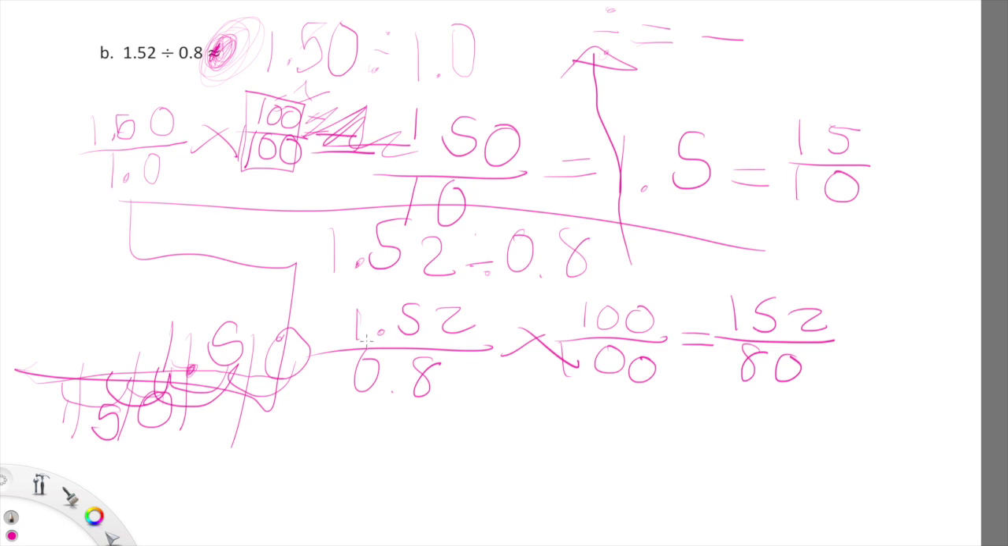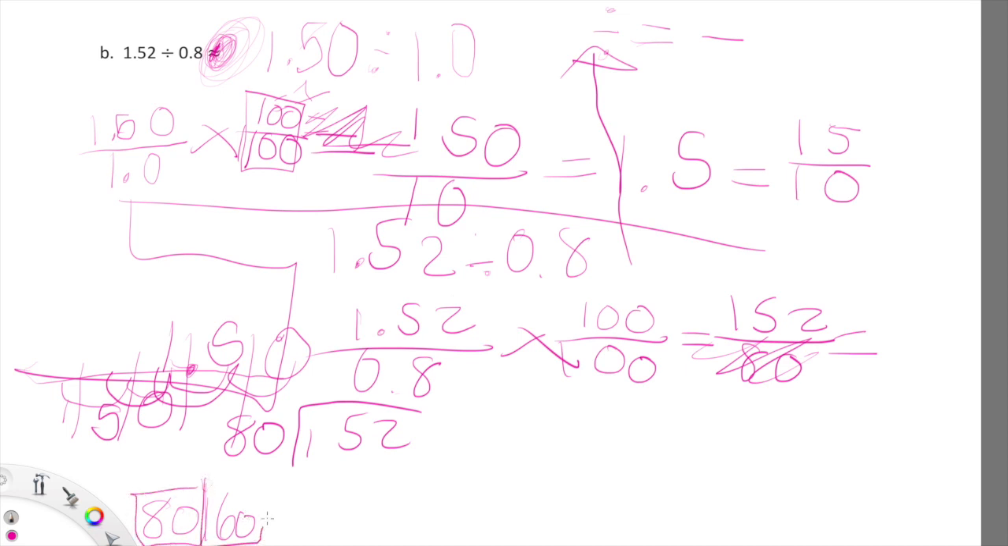So now we have to do 152 divided by 80 to simplify. We can't fit 80 into 1. We can't fit into 15, but we can fit into 152. So it only goes in there one time, because if we count by 80s, it's 80, 160, right? It only goes in there once.